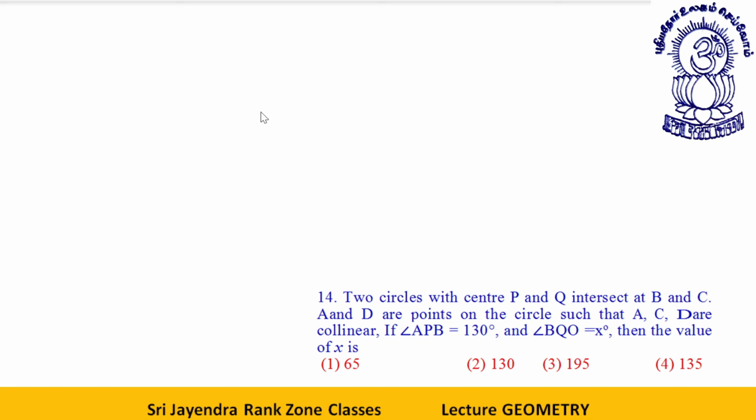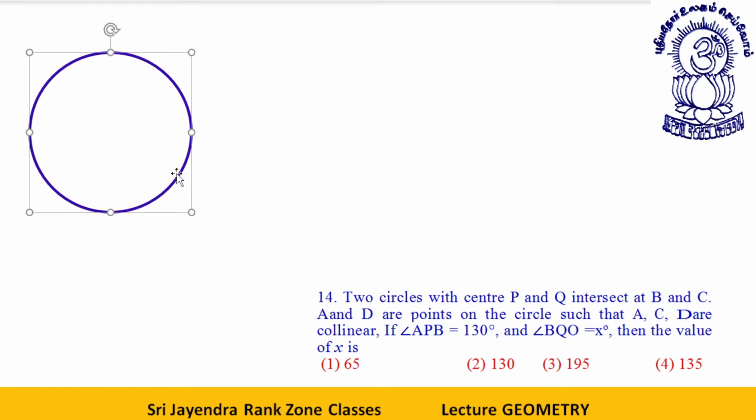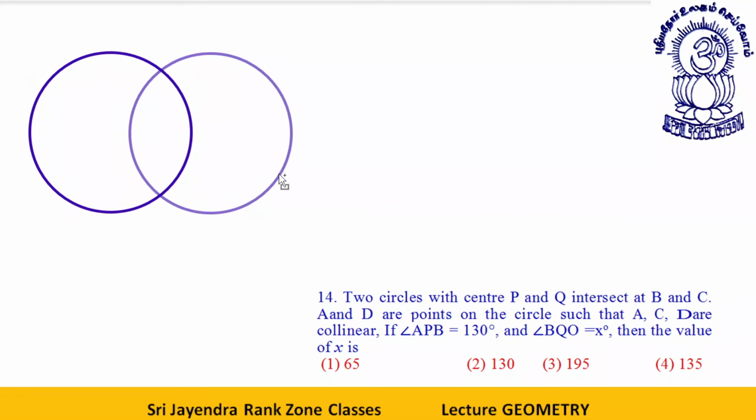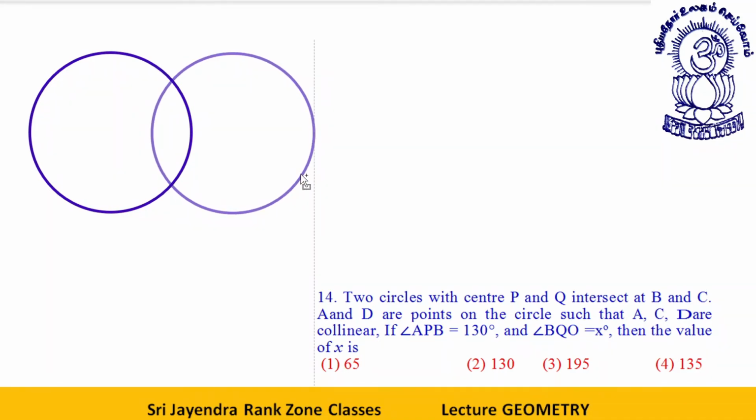Let me draw the two circles first. Let me take two equal circles. I take one circle, and I copy this. These two circles I have taken, with centers P and Q. This is point P, this is point Q, and they intersect at B and C. This is point C.